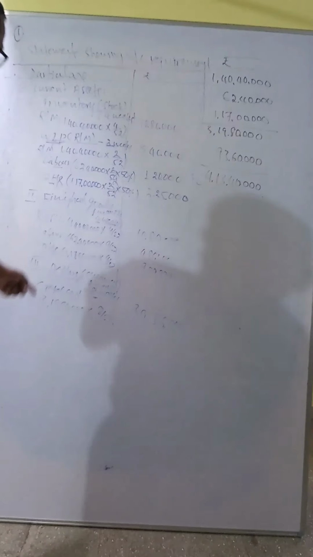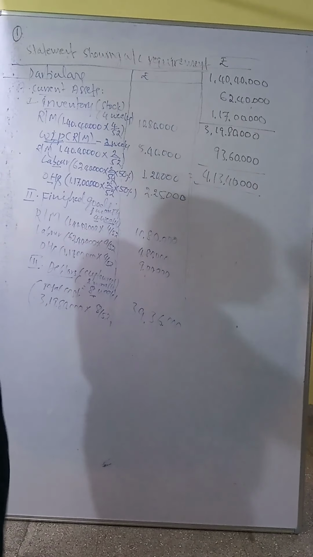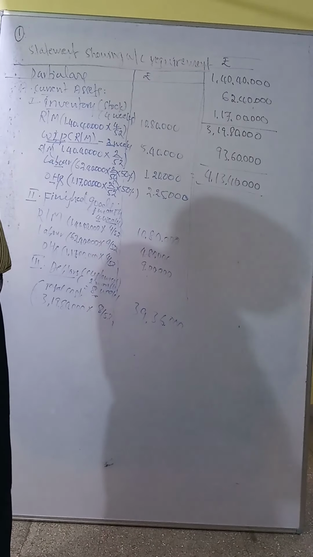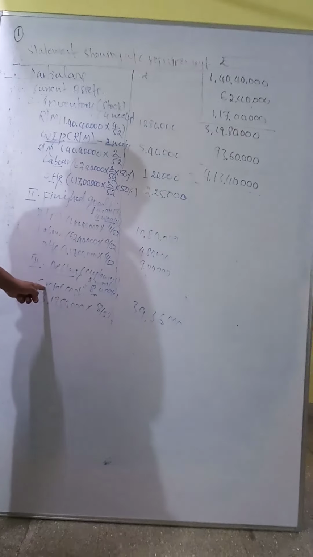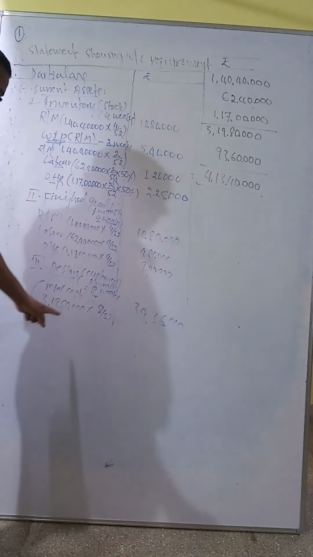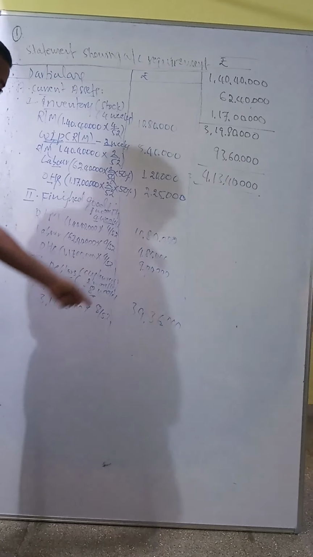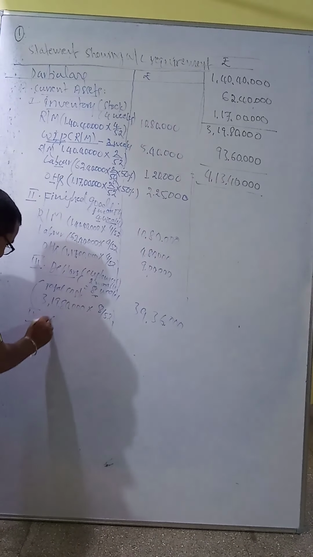Okay. Understood? Debtors means customers. They have given 2 months. The 2 months converted into weeks is 8 weeks. So the debtors figure is always based on total cost, not raw material, not labor. Total cost 3 crore 19 lakh 80,000 into 8 by 52. Then the fourth element of current assets is cash.